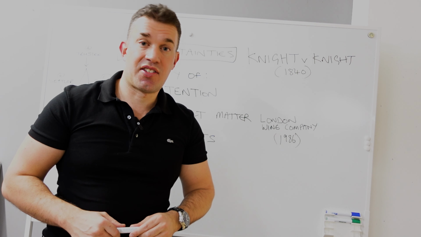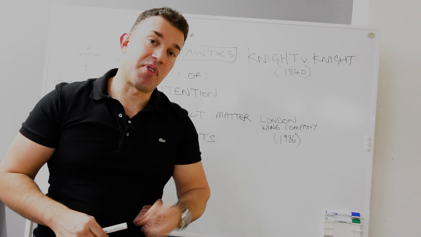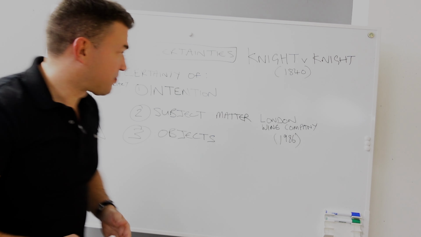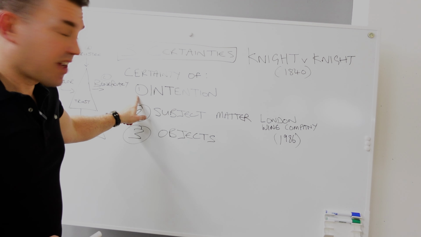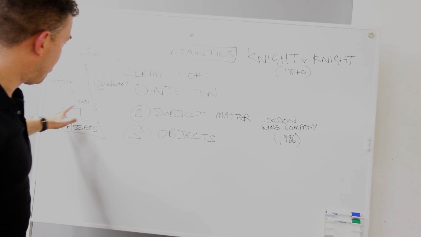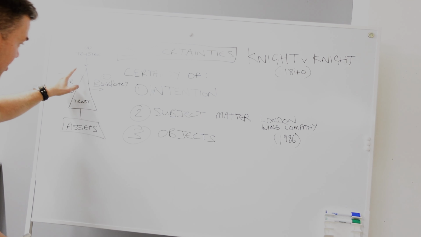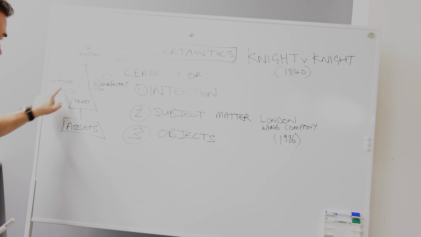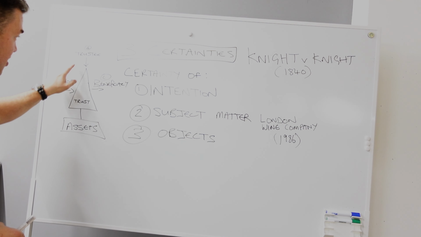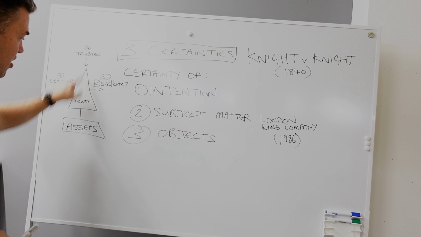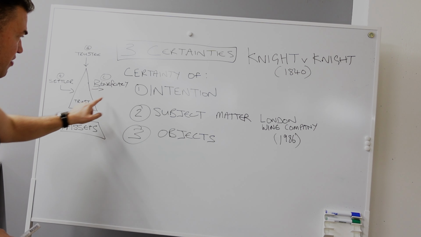And in that case, it was said that there needed to be three certainties in order for a trust to be valid. So the first one is certainty of intention. So what that means is that the settlor of the trust, and you will recall our trust looks like this. It's always a triangle, by the way. And we have the three parties, the Holy Trinity, the settlor, the person putting the assets in, the trustee who is going to look after it, and then the beneficiaries.